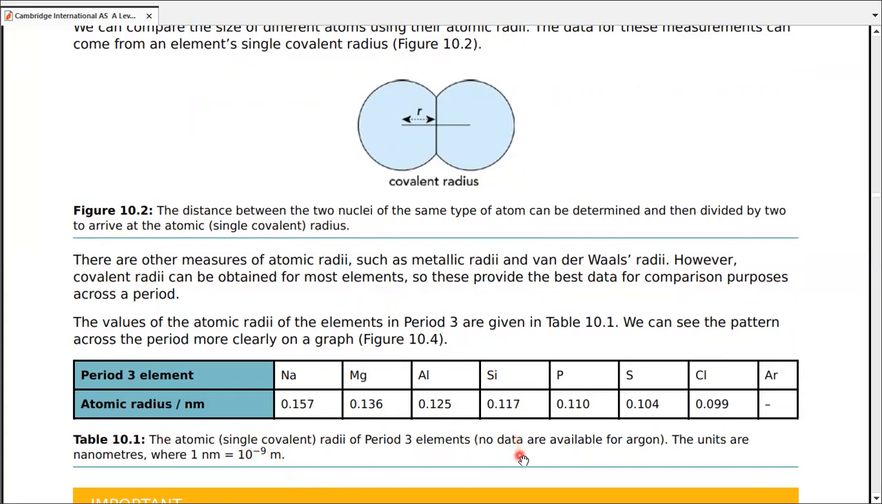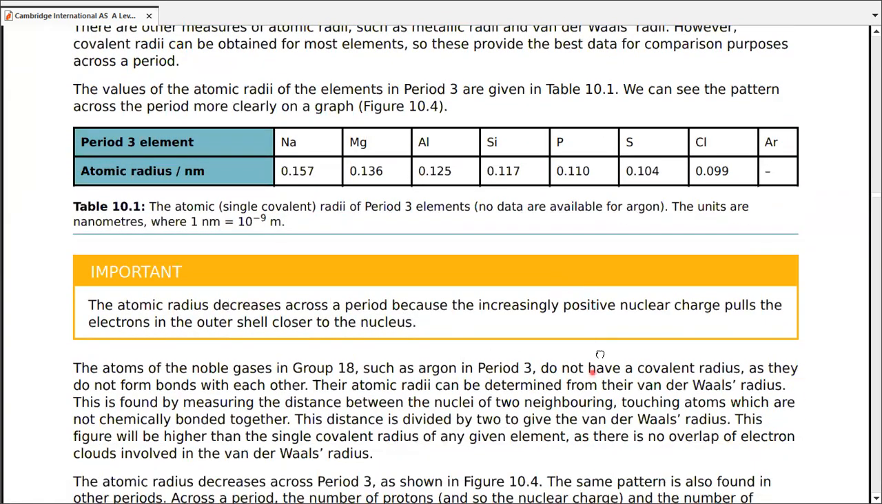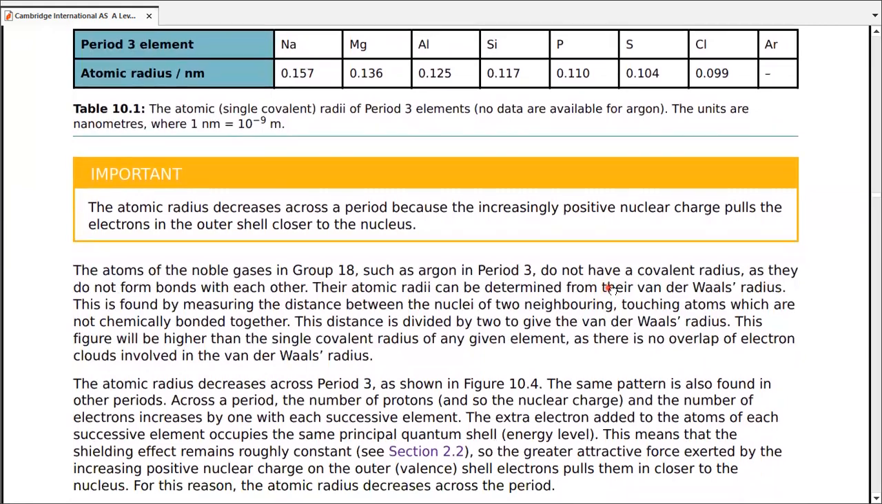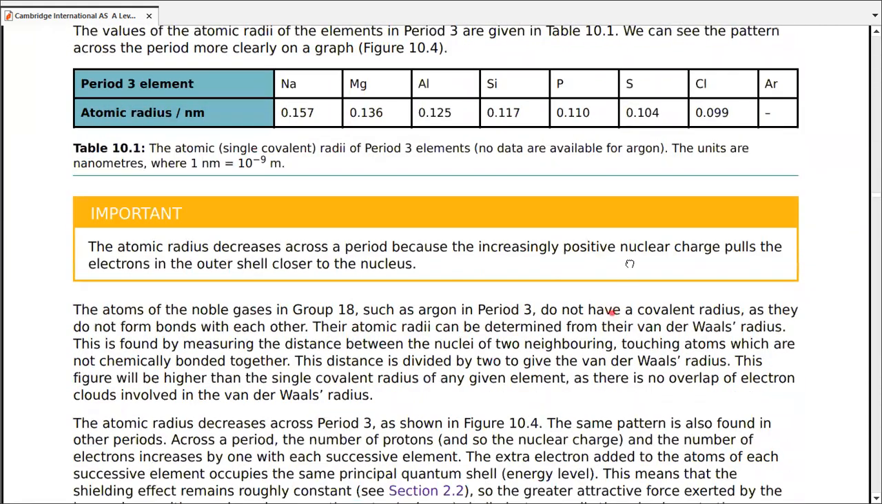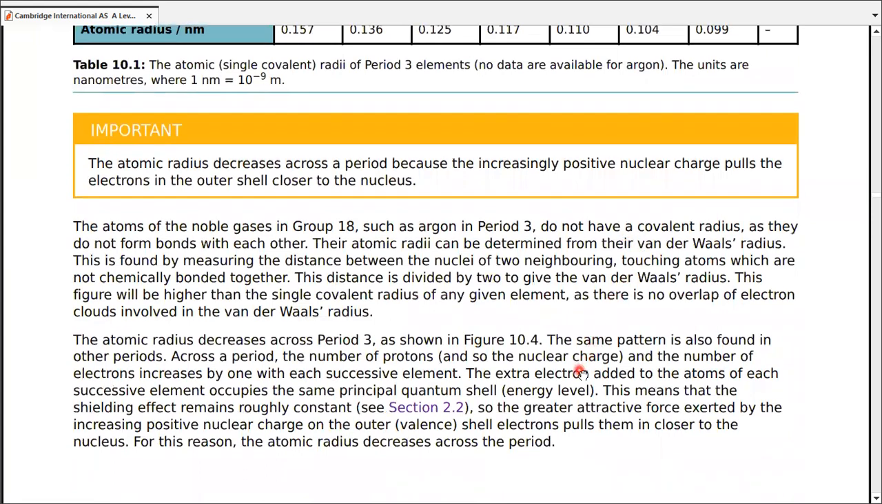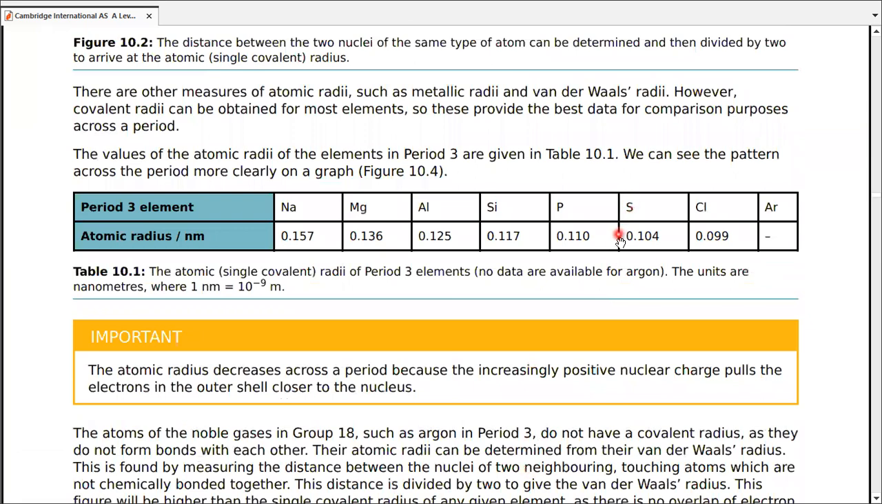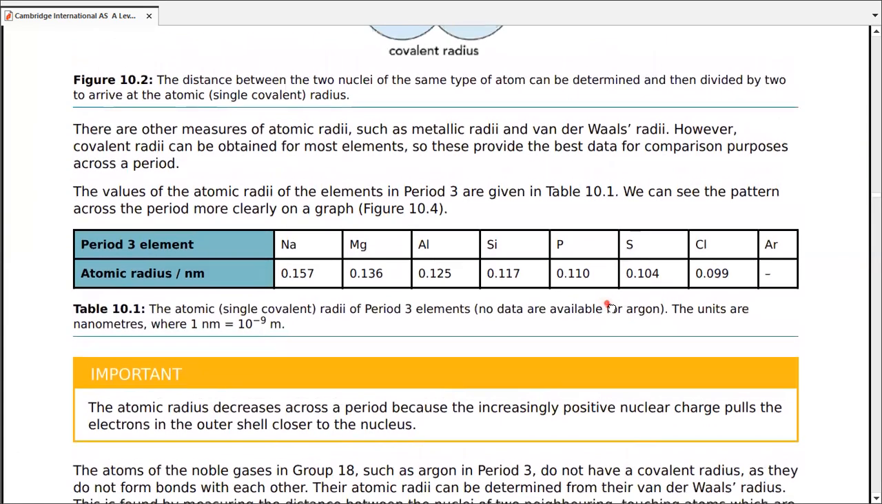No data is available for argon. Actually, most of the time, the data won't be available for the noble gases. So that's how it goes. Remember, the data is not available for argon because covalent bonding won't be possible for argon. But that doesn't mean that if covalent radii aren't possible, we can't go with any other radii.